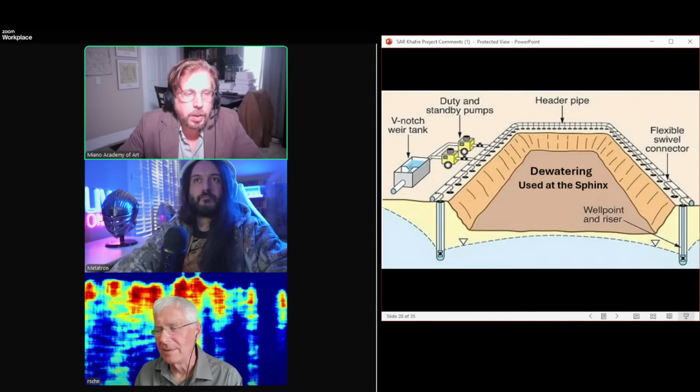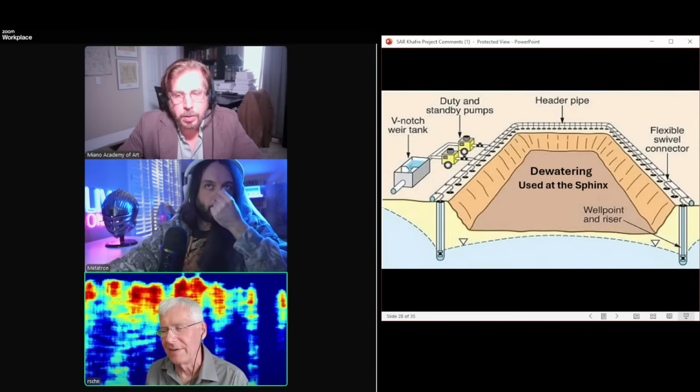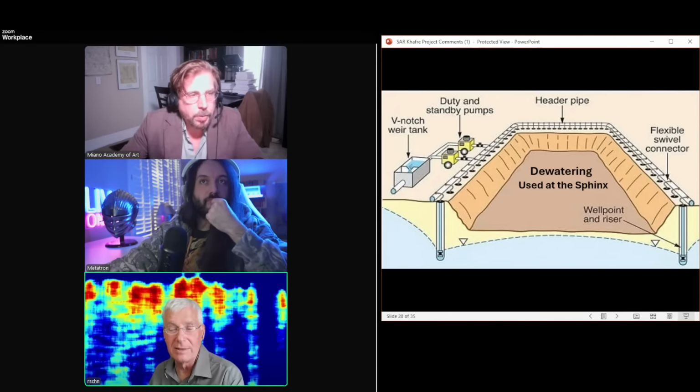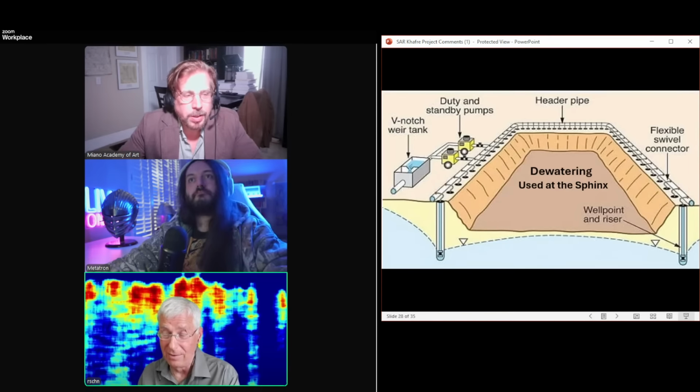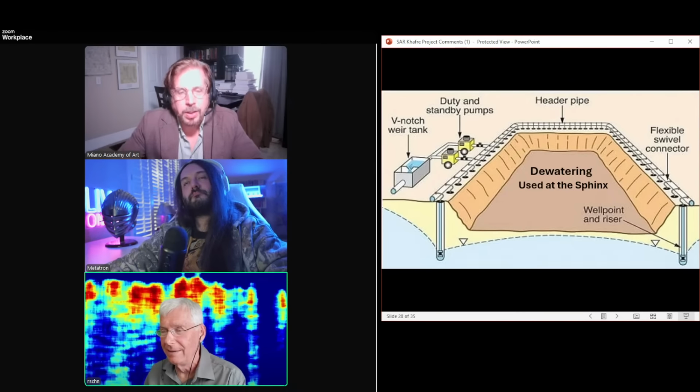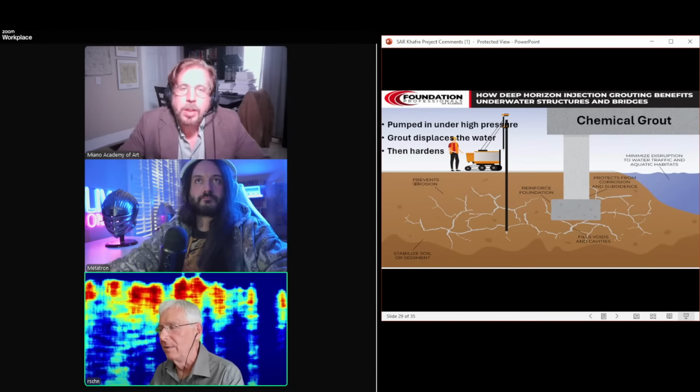So that's what they're doing at the Sphinx. That's one of the ways in which you would do this. That would be really difficult to work down to 2 kilometers, basically below sea level, because you're talking about below sea level now. So go to the next slide, and that's going to be about what you could also do, which is use a chemical grout.